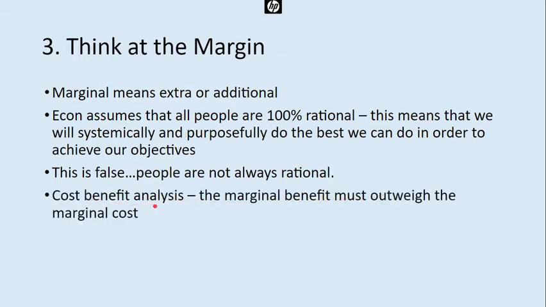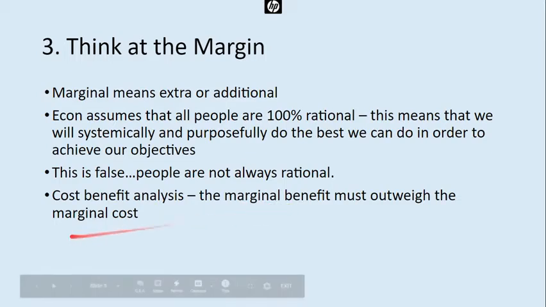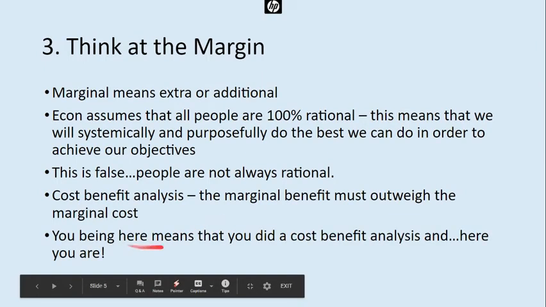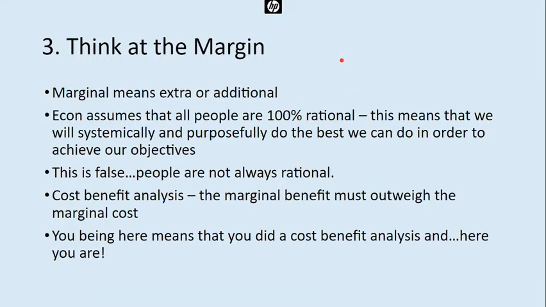Cost-benefit analyses, I guess, would be used. Your extra benefit has to outweigh the extra cost for all of your decisions. Otherwise, you wouldn't do it. So being here watching this means you did a cost-benefit analysis, and here you are paying attention and doing what you can do. We'll go through cost-benefit analyses a lot more later.